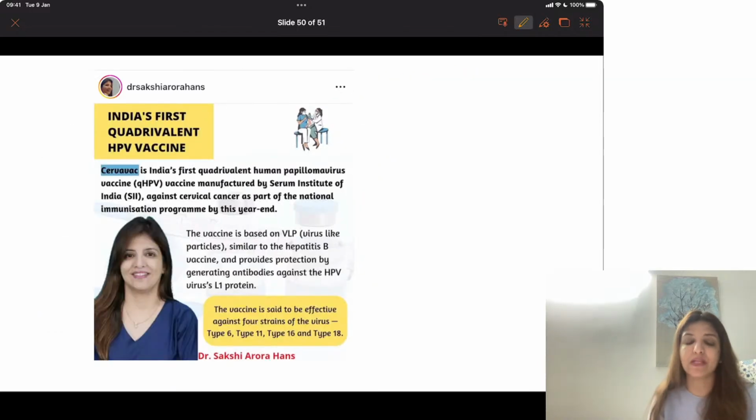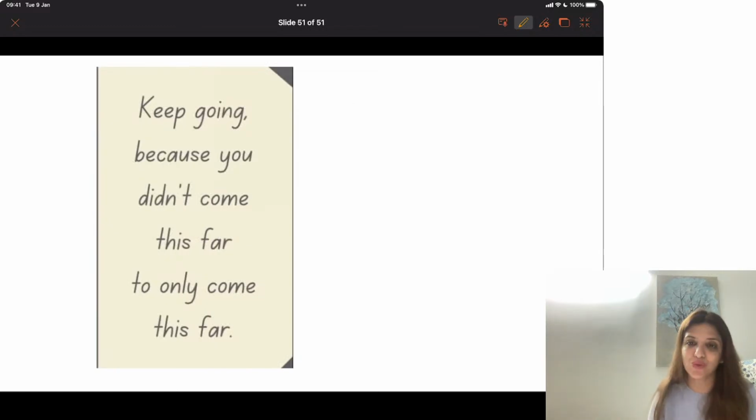One more important update is regarding India's first quadrivalent HPV vaccine. India's first quadrivalent HPV vaccine, Cervavac, is being manufactured by Serum Institute of India, that is in Pune. And this Cervavac vaccine is a quadrivalent vaccine which is active against HPV 6, 11, 16 and 18. Right? So these are all the updates which I want to give you.